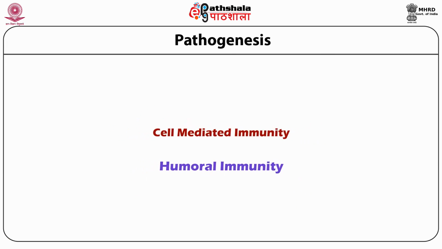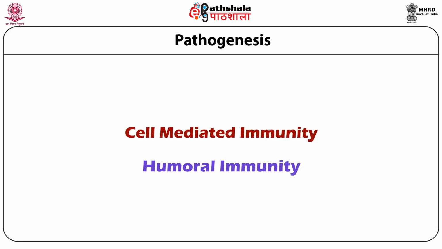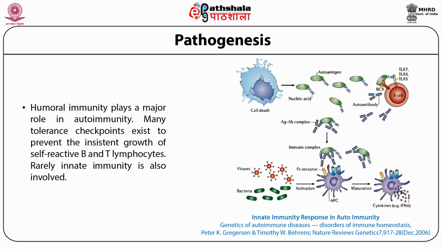Now let us understand the pathogenesis of the disease. The key components of the immune system are the cell-mediated immunity and the humoral immunity that effectively protects our body from invaders. Humoral immunity is found to play a major role in autoimmunity. However, we cannot undermine the role played by the T cells also. Many tolerance checkpoints exist to prevent the insistent growth of self-reactive B and T lymphocytes. These self-reactive clones hence evade a series of tolerance checkpoints, and this results in development of autoimmune diseases.